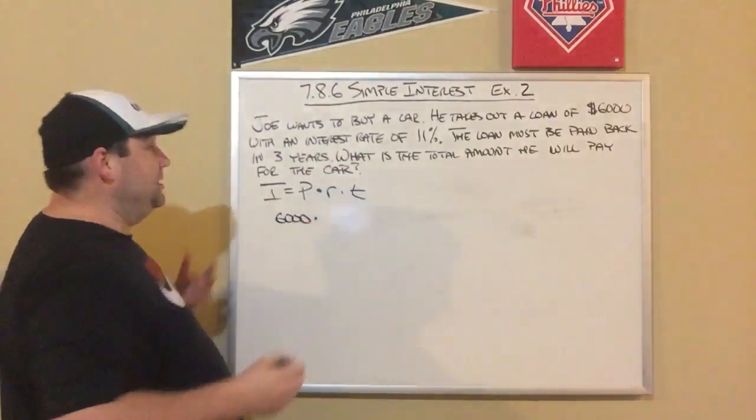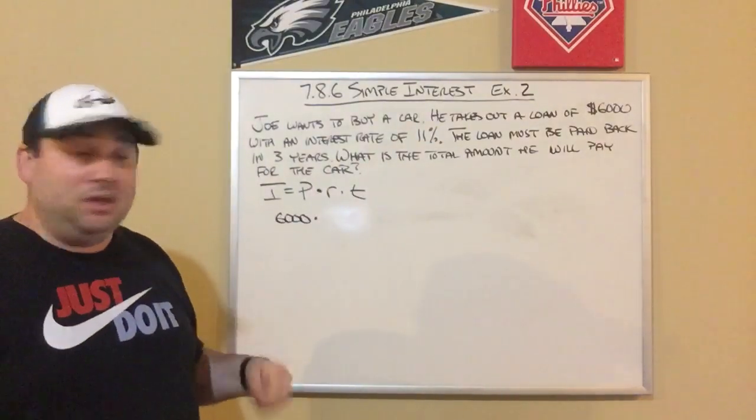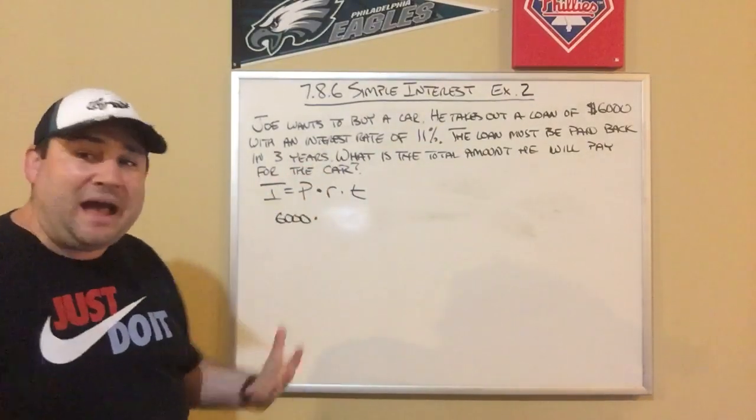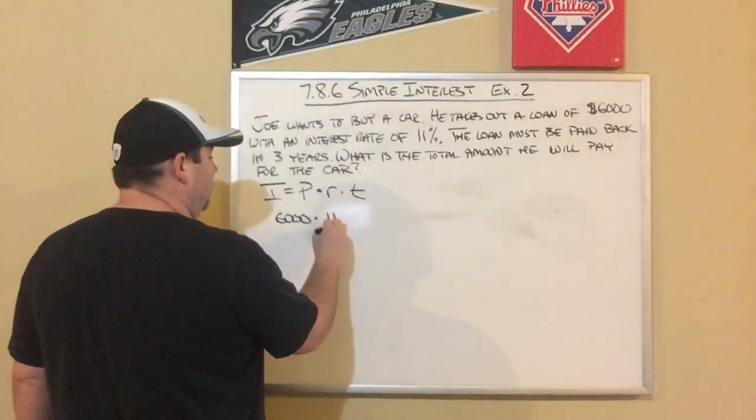Our rate is still the interest rate. It's 11%. Remember, you got to make that a decimal. If you leave it as 11, you're going to get the wrong answer. You have to make it a decimal. So I move my decimal to the left 2 places, so that would be 0.11.